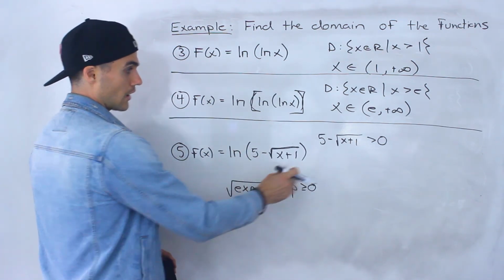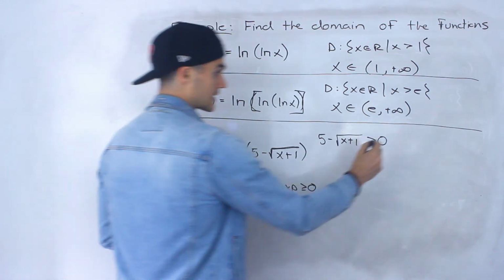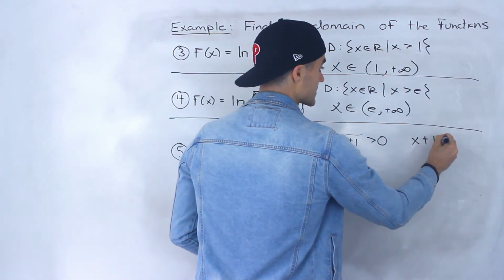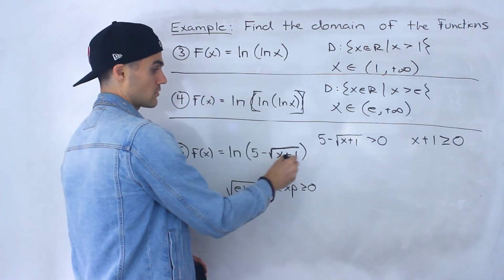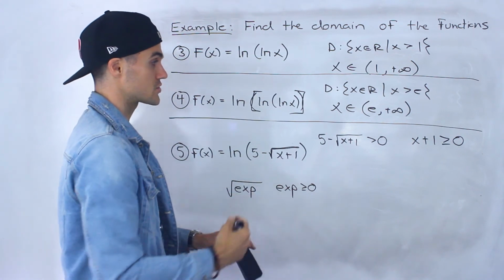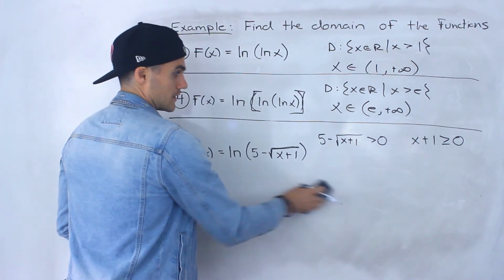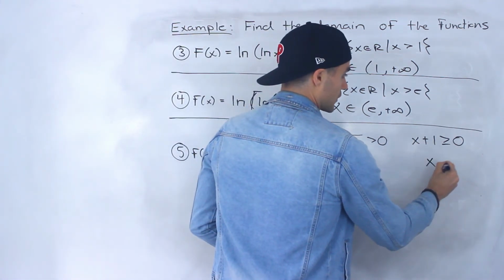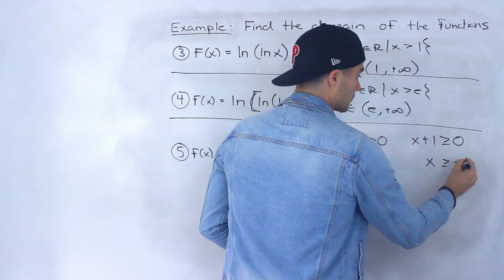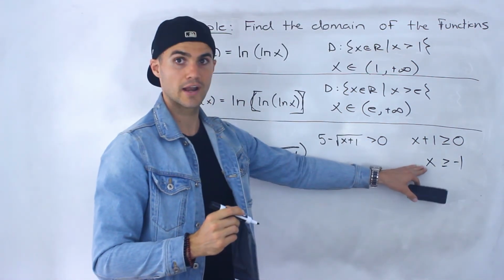So not only do we have to figure out this restriction, we also have to take into account that x plus 1 has to be greater than or equal to 0, because we got this square root. So that whole expression under the square root, we have to figure out when it is greater than or equal to 0. So let's actually start with this one. I feel like it's easier. So over here, x has to be greater than or equal to -1. Okay, so that's a restriction on x for sure.